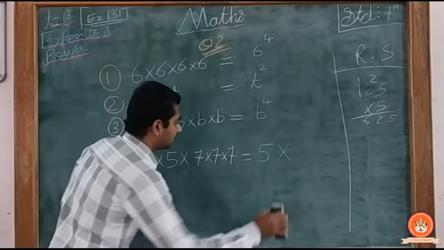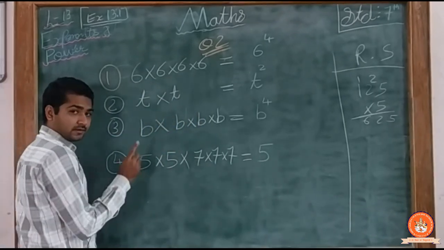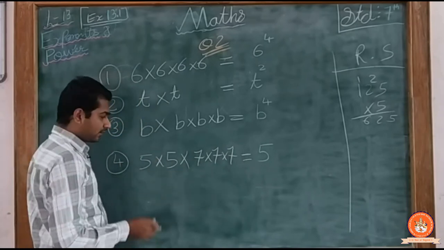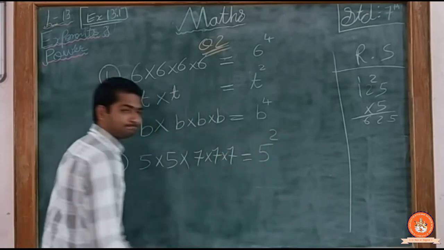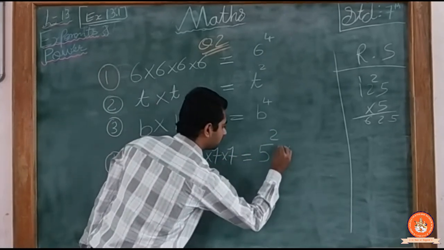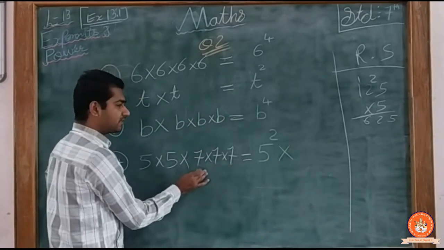Before multiplying this, we have to note that there are 5s. I will write 5. How many digits of 5 are there? There are 2 digits of 5, 1 and 2. I will write it like this, 2. Done. Then make a multiply sign. Then there is which term? There is 7. The digit 7 is there.